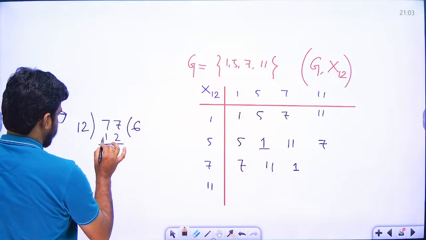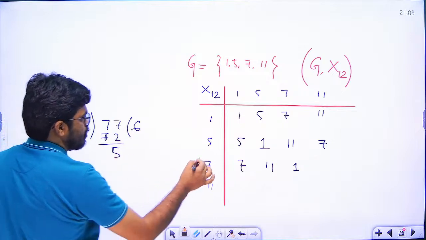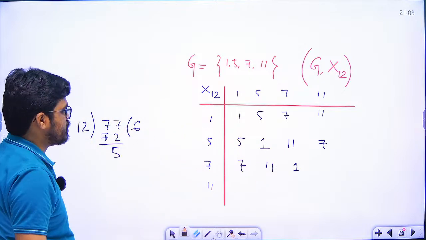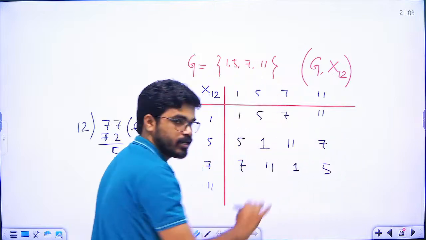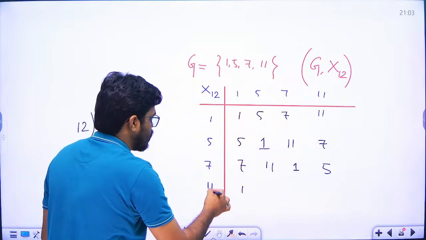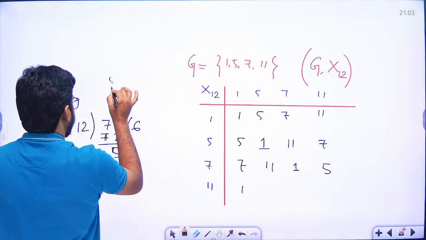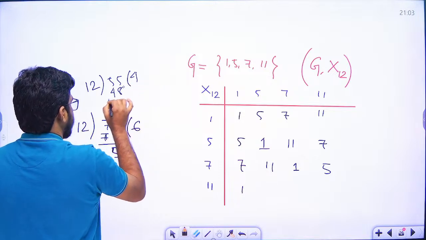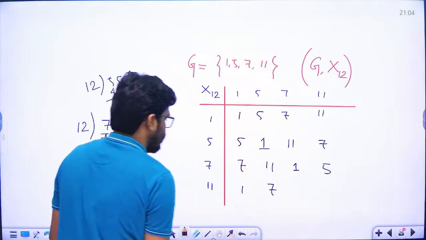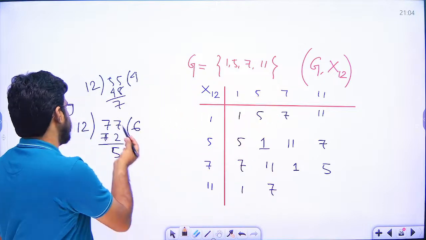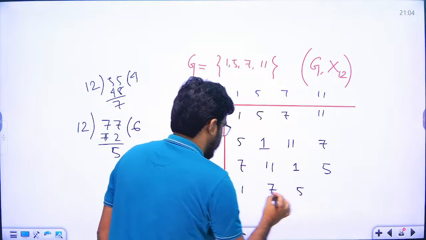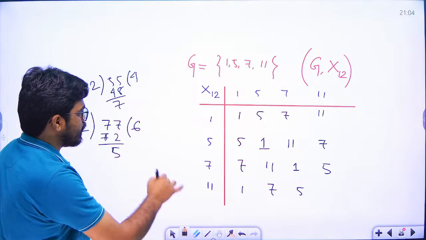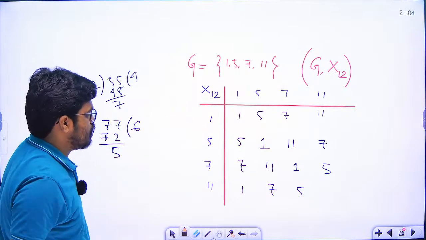The remainder is 5. So 7 into 11, 77, divided by 12, the remainder is 5. 11 into 1, 11. 11 into 5, 55. Divide 55 by 12, 48, that is 7. 11 into 7, 77, divided by 12, the remainder is 5. 11 into 11, 121, divided by 12, so you get 1.